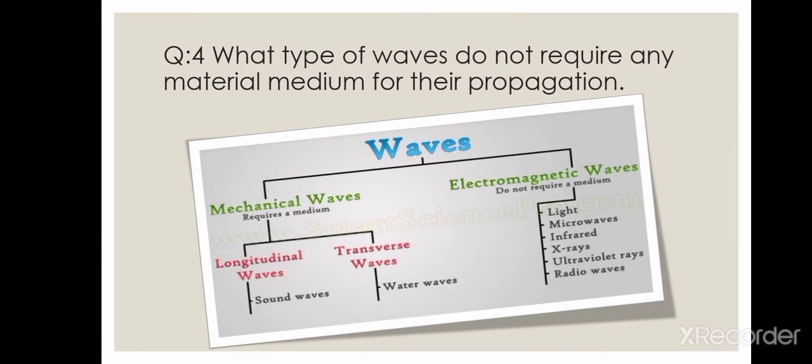Question number 4, what types of waves do not require any material medium for their propagation? There is a flow chart for the waves. All the types are given. I think you can pick easily the type of waves which do not require any material medium for their propagation.